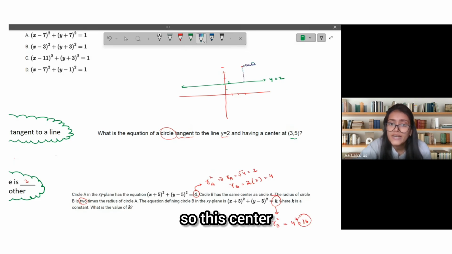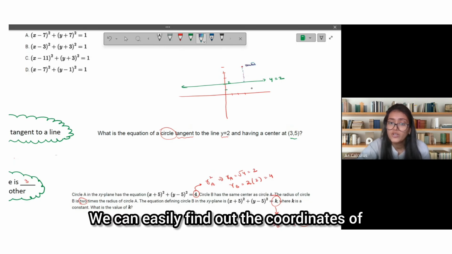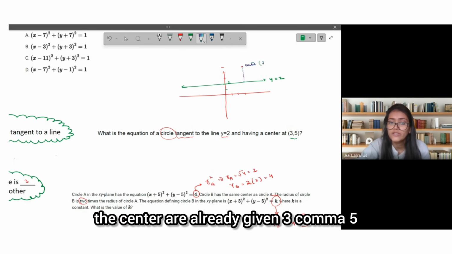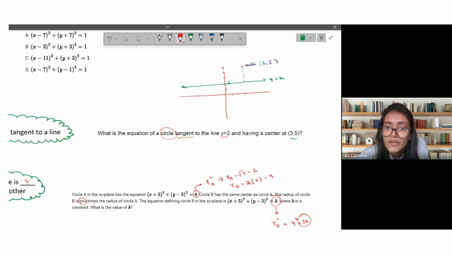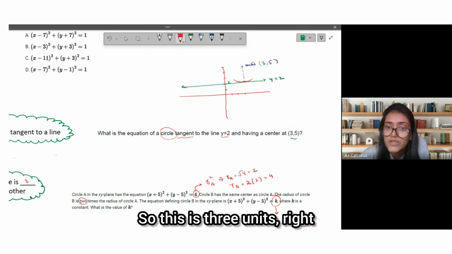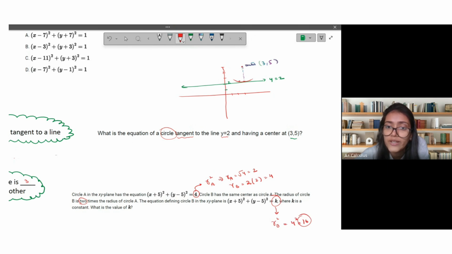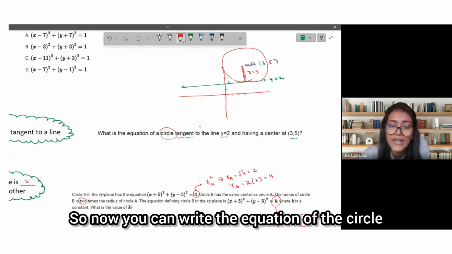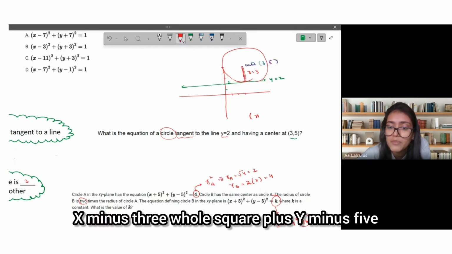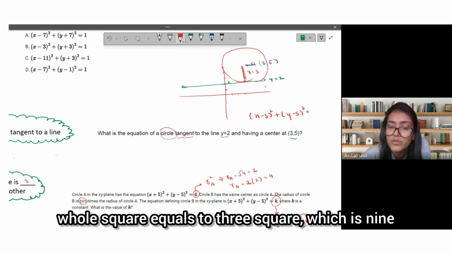So the coordinates of the center are already given, 3, 5. Now you can count. Your circle will be kind of like this. So this is 3 units, right? 1, 2, 3. So the radius is going to be 3 units. You don't need to draw the entire circle. You know that the radius is going to be 3. So now you can write the equation of the circle. X minus 3 whole square plus y minus 5 whole square equals 3 square, which is 9.